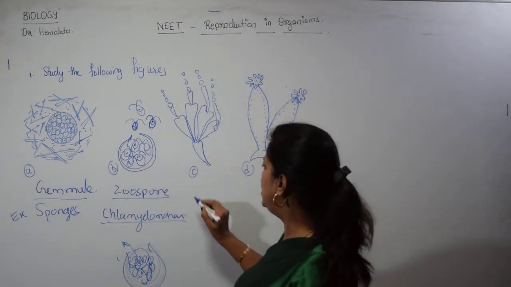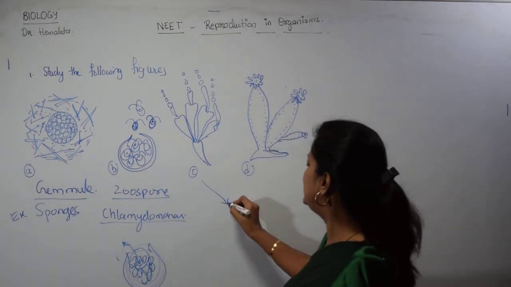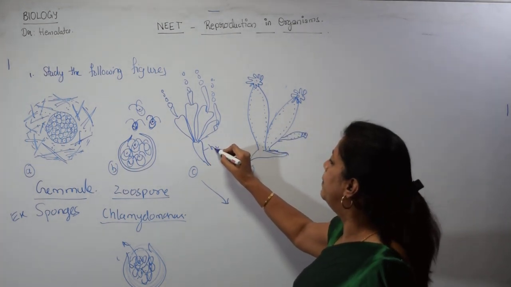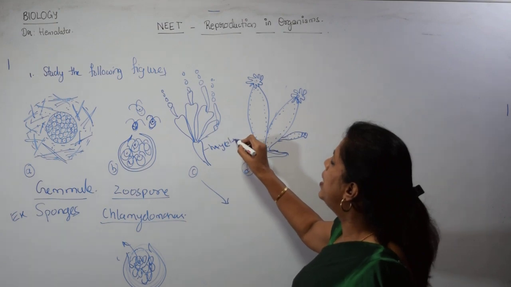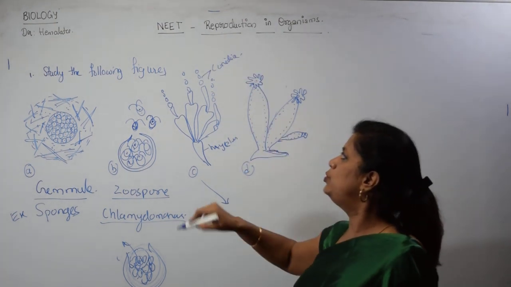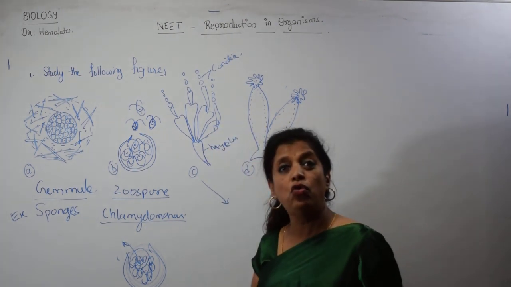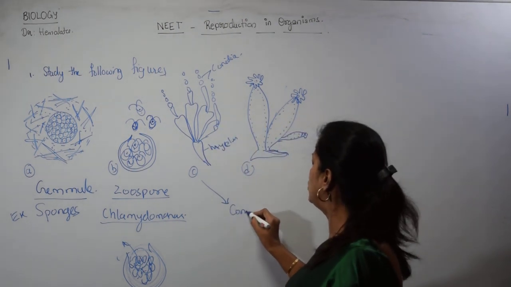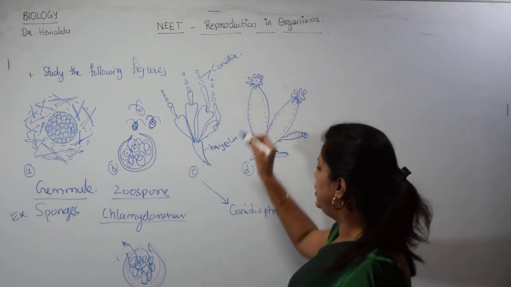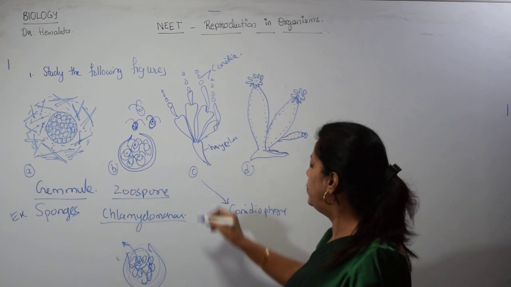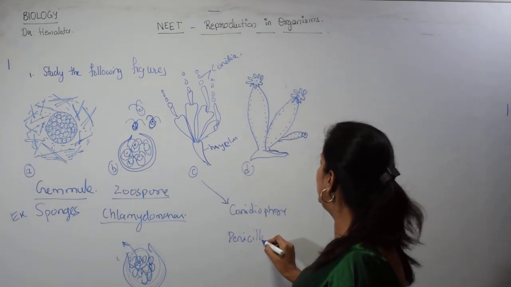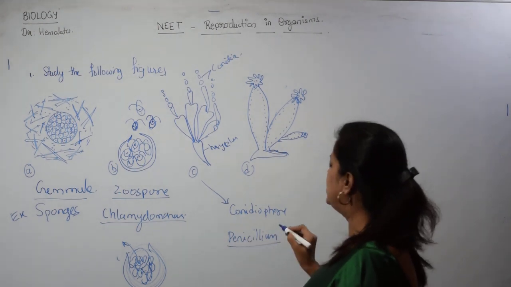And the third diagram you see, C, I will be explaining here. Here you have this as the mycelium, and these are nothing but the conidia, right? This whole structure is called the conidiophore, and these are the conidia. And then the example I have given here is Penicillium notatum. That's the total name.